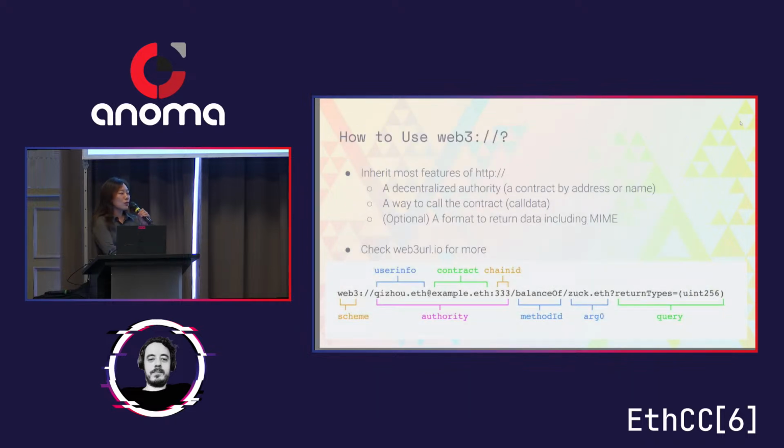And how do we use Web3 Access Protocol? It actually inherits most features of HTTP. Instead of an authority, it has a decentralized authority, which is a contract by address or name. There's also a way to call the contract, which is called data, and a format to return data to display the data. It can be any type of file, like a JSON file, JavaScript, or pictures. Any type of file can be displayed using this protocol.